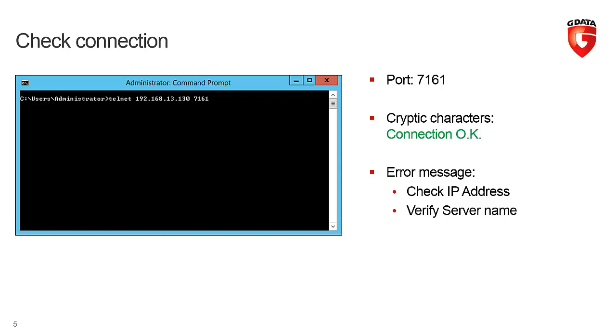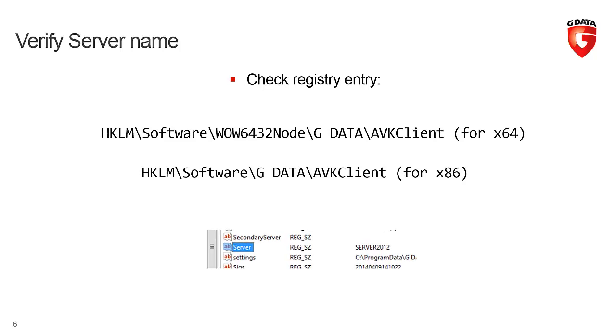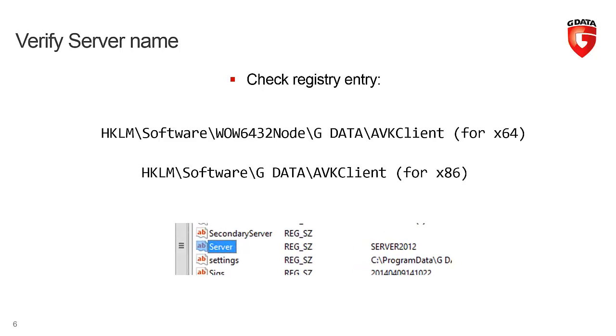The way to resolve this is to change one registry key. You will find it at HKEY_LOCAL_MACHINE, Software, Wow6432Node, GData, AVK Client. On a 32-bit machine, you will find it of course at HKEY_LOCAL_MACHINE, Software, GData, AVK Client. The key is called Server. Make sure to enter the IP address in there.